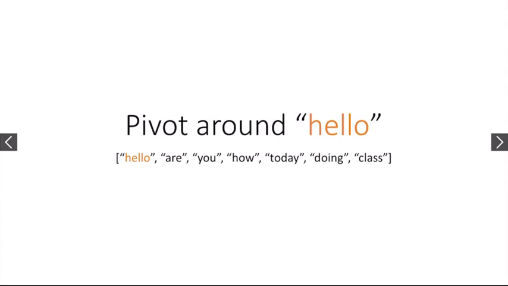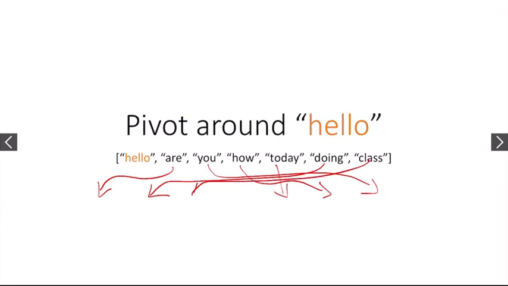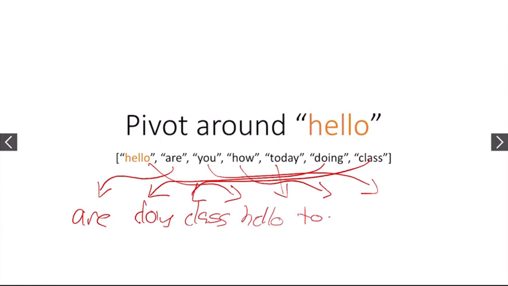I'll work through this in the same way that we did before: A comes before H, Y comes after, HO comes after, T comes after, D comes before, C comes there, and so on. So if you ended up with something like R, doing, class, hello, and, let's see, I'm losing my spot here, today, how, you. I think that's right. If not, I think you get the idea at least. That's what you should end up with after a partition around hello.